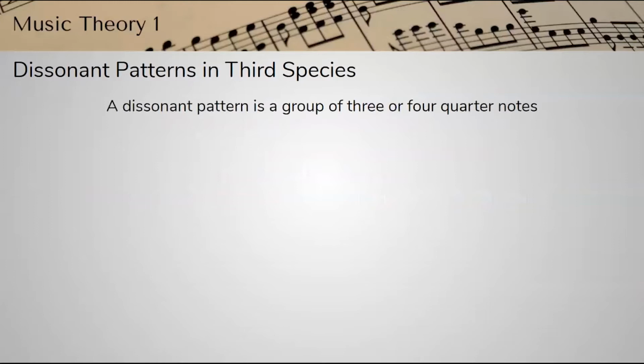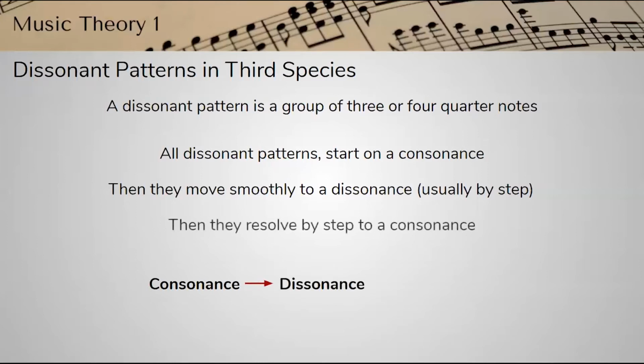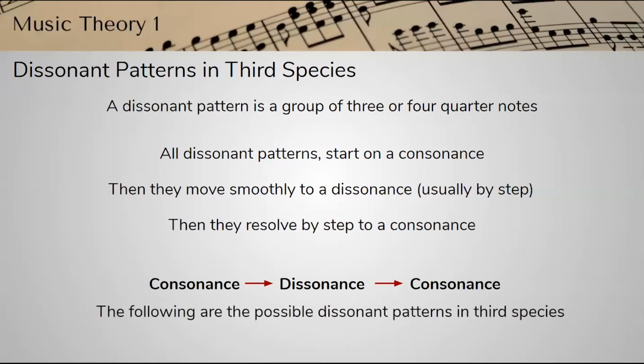So let's talk about what a dissonant pattern is exactly. It's a group of 3 or 4 quarter notes, and all the dissonant patterns we're going to learn about start on a consonance. Then it moves smoothly, usually by a step, but one of them can move by a leap, which we'll look at in a second. They move smoothly to a dissonance, okay? And then from that dissonance, they resolve by step to a consonance, okay? And there are only a certain number of possible dissonant patterns in third species, since you always have to approach that dissonance and resolve it by step. So let's look at those.